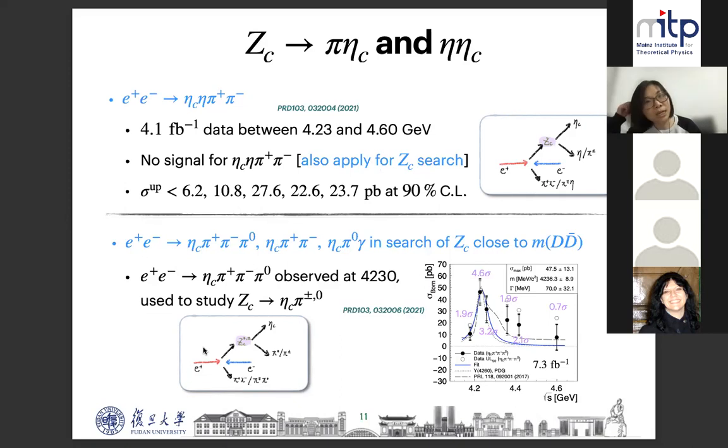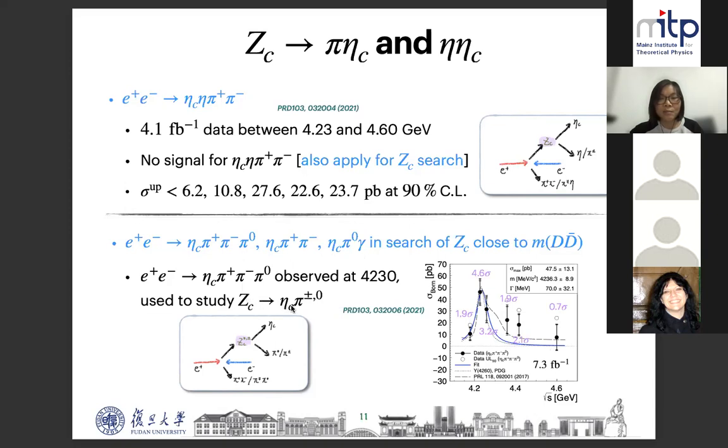Another study related to eta C in the final state is to study the eta C in company with 3 pion, a pair of pion, or pi zero gamma. The 3 final states have been studied, and only in the first final state, where eta C is accompanied with 3 pion, we see quite strong evidence of the signal in the cross section, as shown here. For 3 pion eta C, the significance at 4.23 is about 4.6 sigma.